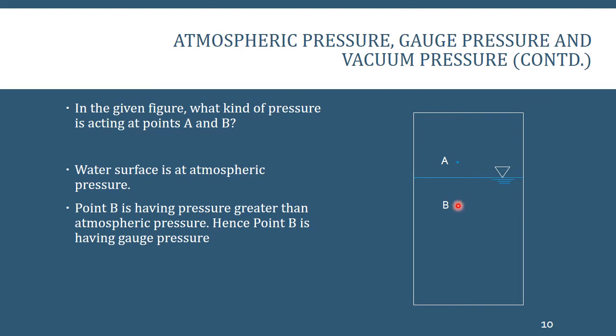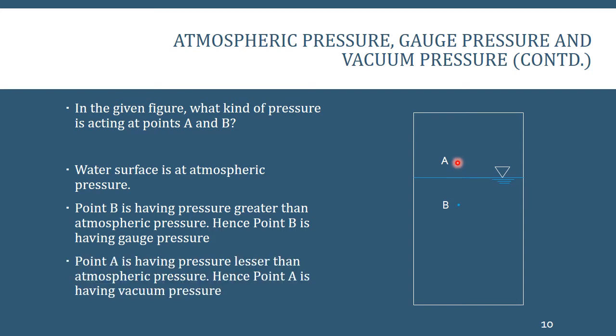So PB is actually above atmospheric pressure. That is, point B is having gauge pressure. When you're talking about point A, however, A is moving up from the free surface, and so the pressure at A is going to be lesser than the pressure at the free surface. So point A is going to be having vacuum pressure because we have been moving upwards from the free surface, which is having atmospheric pressure.